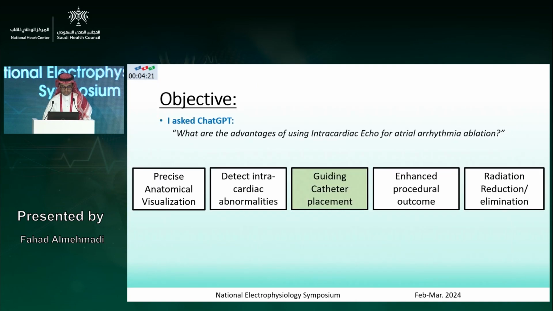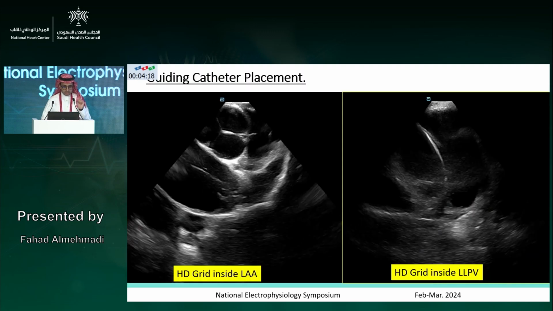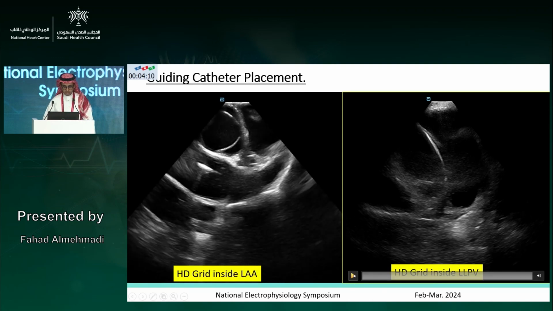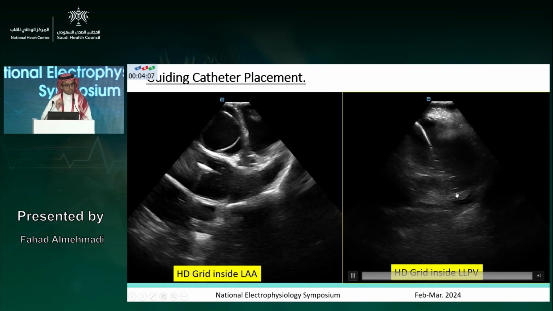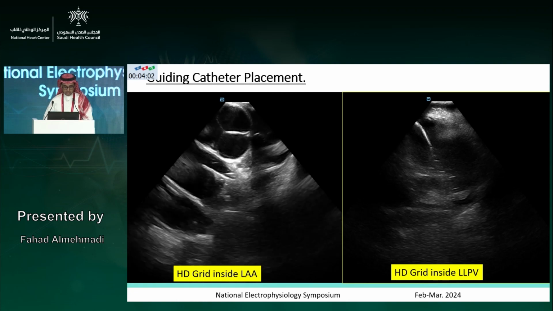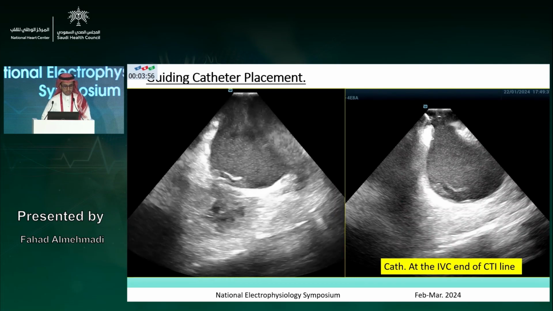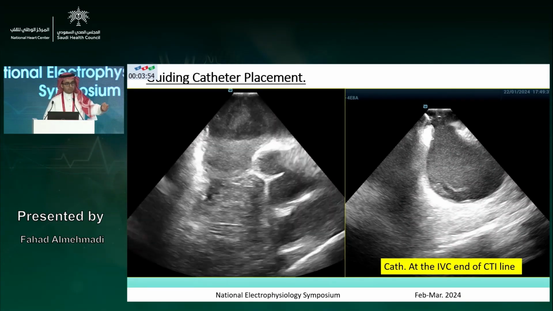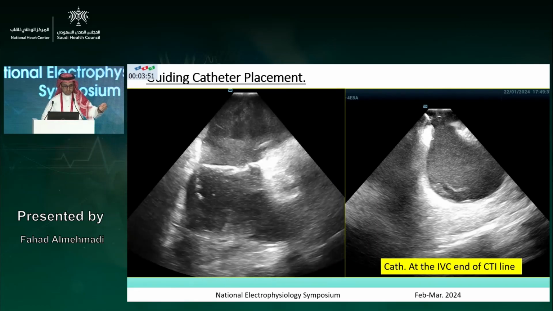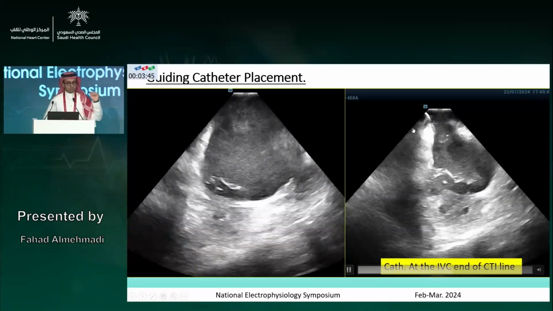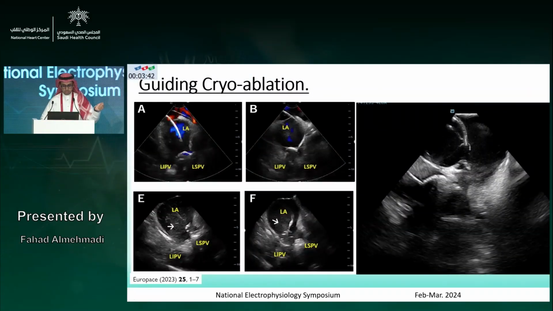This is another example, so I'll just pass through it. The other thing is guiding catheter placement. So I know where my catheter is. Here it's inside the left atrial appendage. Here the catheter is going in and out of the left vein. So I know where my catheter is in real time, without using fluoroscopy. I also want to show you, in the CTI, I know where my catheter is. This is the tip of the catheter at the CTI. This is where I should start my ablation, and this is where the ablation ends. I can see all of that with intracardiac echo without using fluoroscopy.